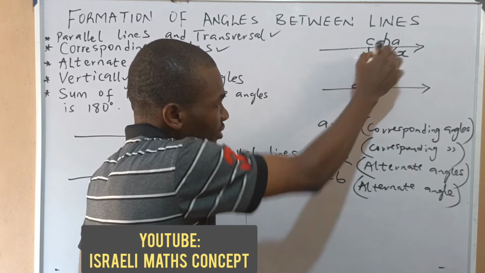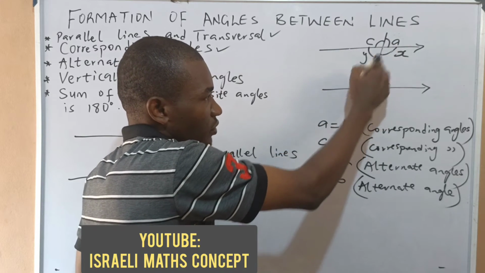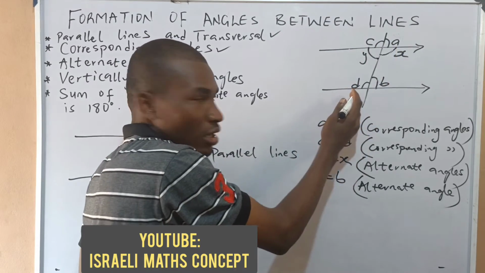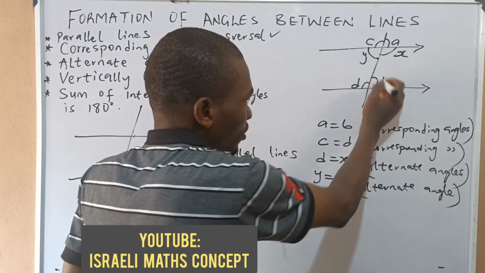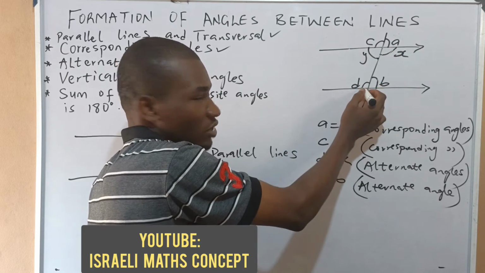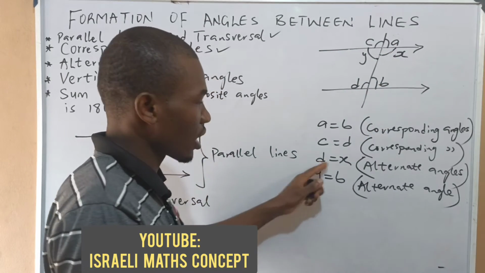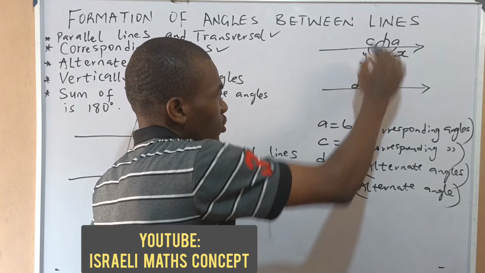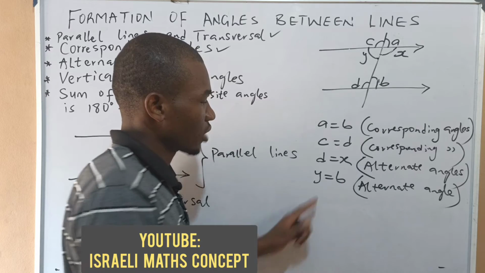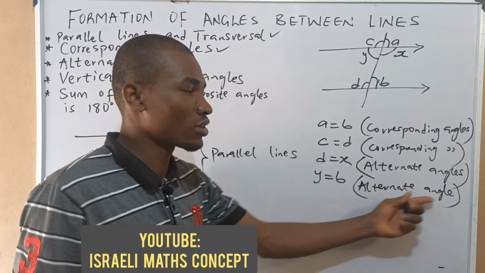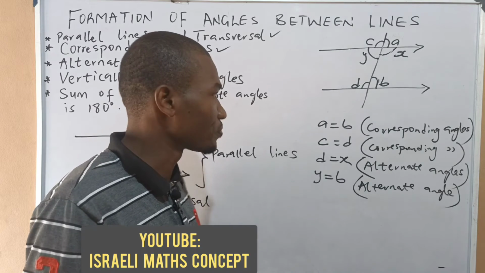It will not maintain the same line, but rather the other one touches the transversal at this other side, while the other one touches the transversal at this other side. Hence, angle X is alternate to angle D, and alternate angles are equal. And also, angle Y is alternate to angle B. That is why I say Y is equal to B. The reason is because alternate angles are equal.